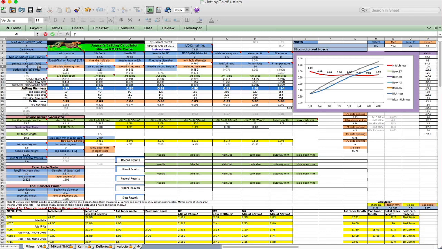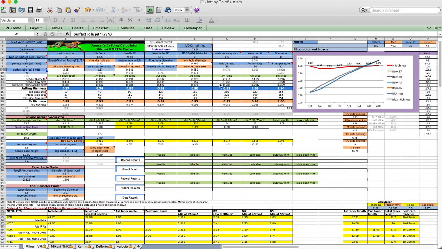This is a real life example. This is my 55cc motorized bicycle. The program is saying that it should be richer, but the program doesn't take all factors into consideration, and this bike has about a half size reed valve on it. That explains that big difference there. But I know the main jet's the right size, so I enter Y for yes, and it makes that correction here.